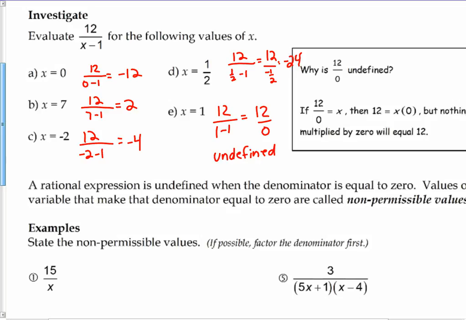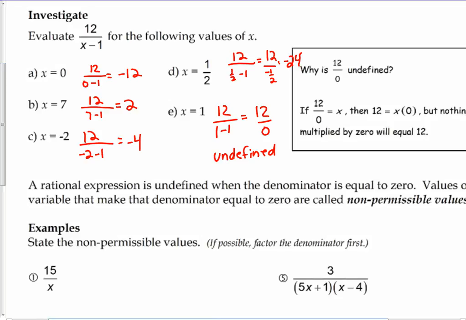So why is 12 over 0 undefined? Well, think of it this way. If 12 over 0, let's set that equal to x. I'm going to cross multiply to get 12 equals x times 0. I'm basically multiplying 0 by both sides. Is there a value of x, any number, that when we multiply it by 0 will equal 12? No, anything times 0 is always 0, so that's just not possible. And so that's one way you can explain why you can't divide by 0.